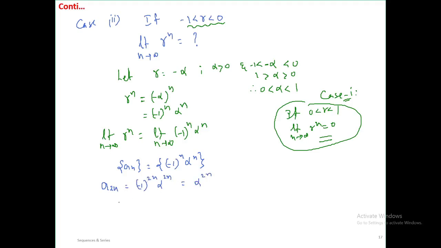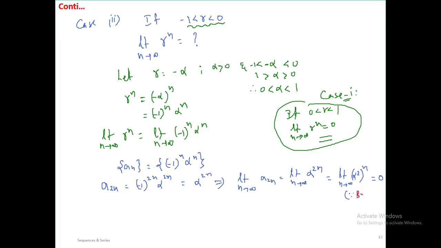So alpha power 2n. So now from this, limit n tends to infinity, what is a_2n is nothing but limit n tends to infinity alpha power 2n. Now what is this? So this will be limit n tends to infinity alpha square whole to the power of n. I can write like this, right? But this is 0 by case 1. Since by case 1.